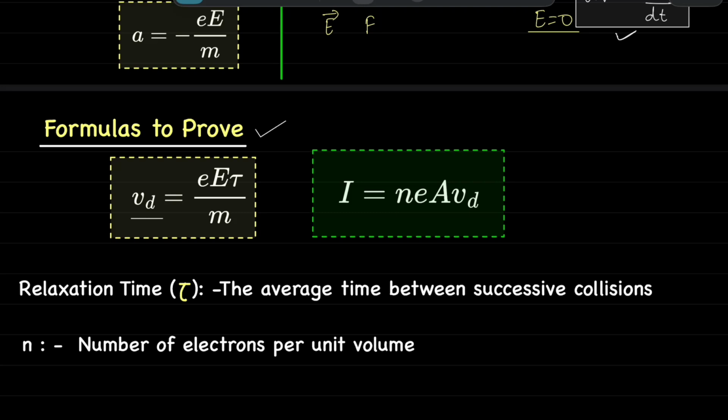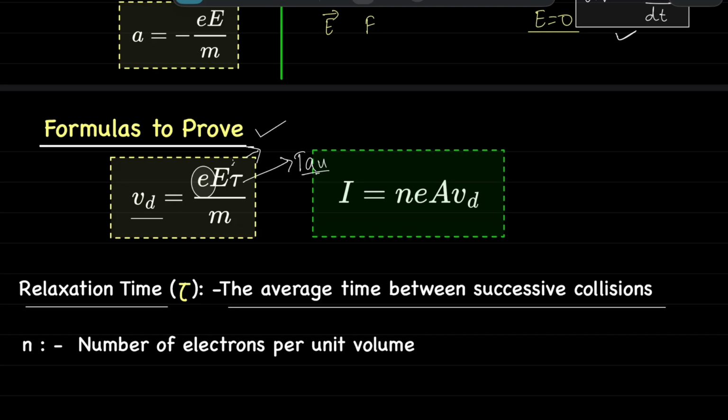What is the formula? Drift velocity is equal to electric charge, that is the electron, into the electric field, into this is called tau. Tau is what? It's the relaxation time. What is relaxation time? It is the average time between consecutive collisions. The second formula we have to define: I is equal to nEAVd. n is what here? The small n is nothing but the number of electrons per unit volume. E is the charge of the electron, A is the area, and Vd is the drift velocity.